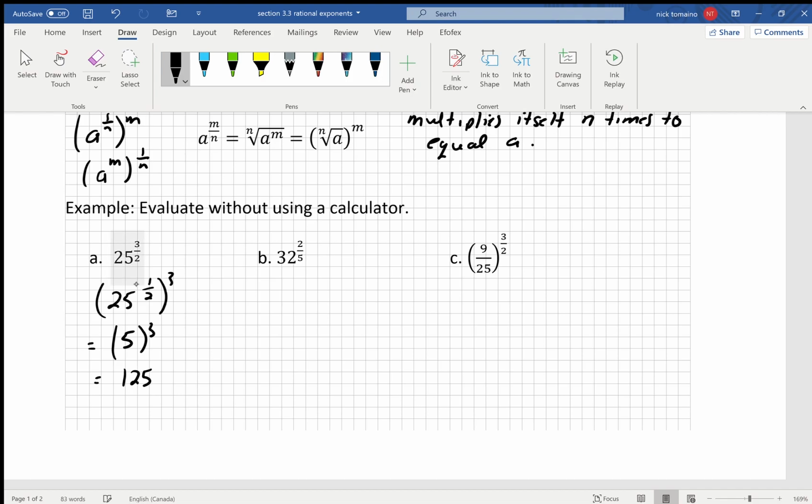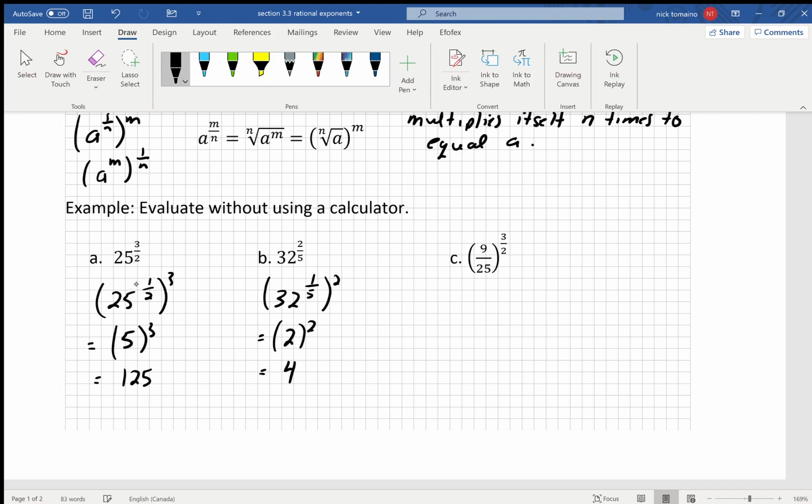Okay, next one. Okay, again, you're going to apply the 1/5 first, and then square the answer. Okay, and the 5th root of 32 is 2. So we have 2, and then we're going to square that, which is equal to 4.